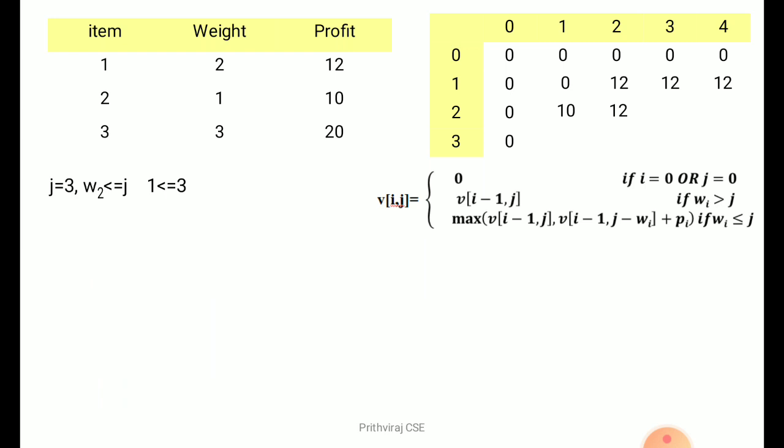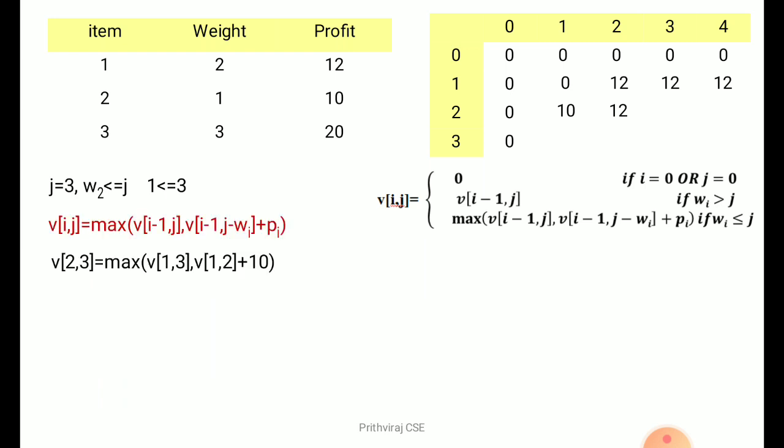Next, j is equal to 3. If j is equal to 3, we have to compute v of 2 comma 3. So v of 2 comma 3 will be equal to max of v of 1 comma 3 comma v of 1 comma 2 plus 10, which is max of 12 comma 22. So we'll get the value as 22. The maximum value we need to consider is 22.